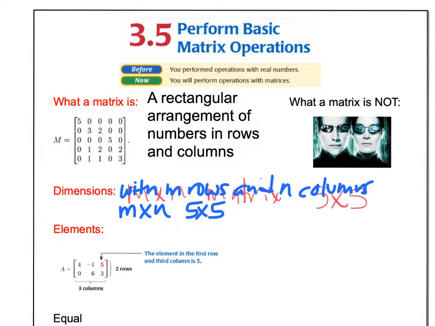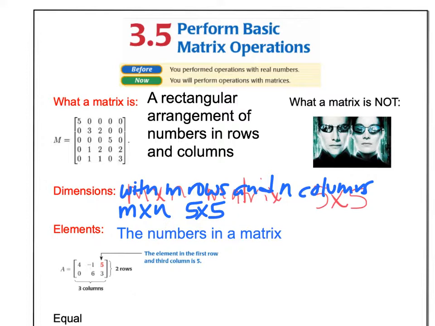Elements are defined as the numbers in a matrix. This example below shows the elements in the matrix. You have the elements 4, 0, -1, 6, 5, and 3.